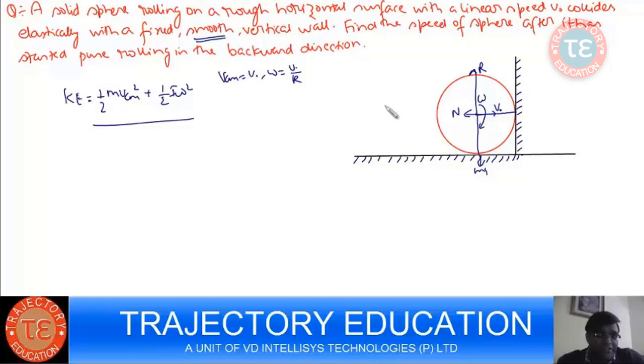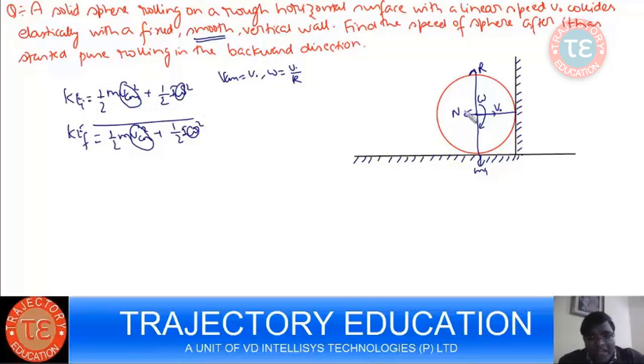Your VCM will reverse. Earlier VCM was towards the right, now VCM will be towards the left. So K is remaining conserved, Ki and Kf. Kf depends on VCM squared, so they must be equal. This omega is remaining constant. Omega before and omega after is not going to change. So I can say safely that VCM in magnitude will also not change.